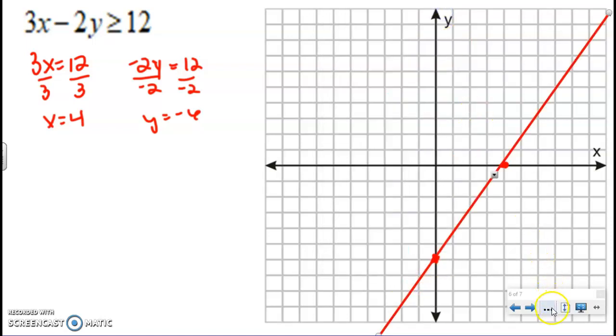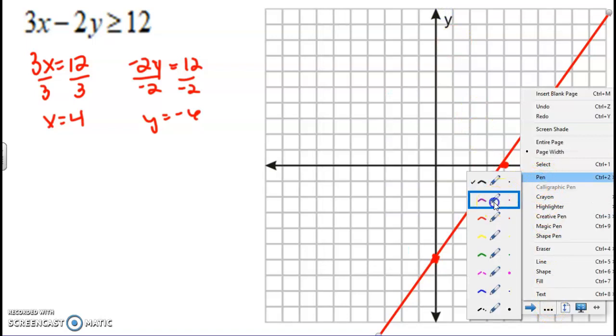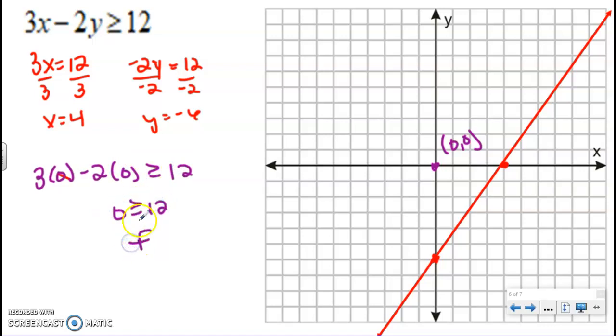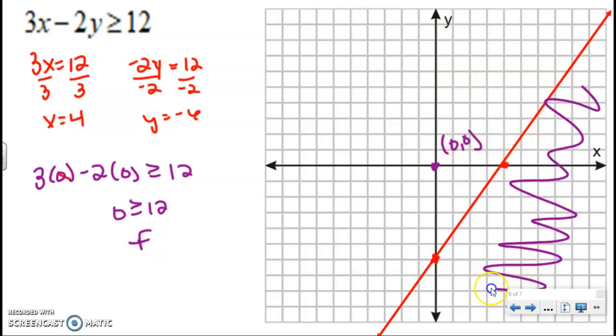Okay, now I'm going to test the point 0, 0. I apologize, you can probably hear my children in the background. So I get 3 times 0 minus 2 times 0 is greater than or equal to 12. So we get 0 is greater than or equal to 12. This is false. Okay, 12 is definitely bigger. So since this point didn't work, I'm going to go to the other side and shade the other side of the line. And then I'm good.